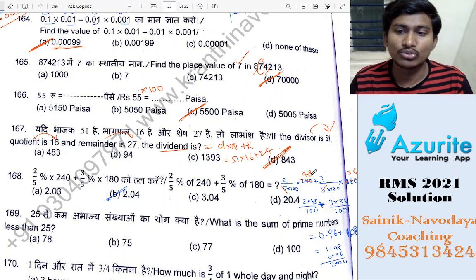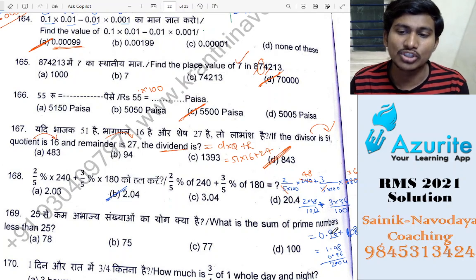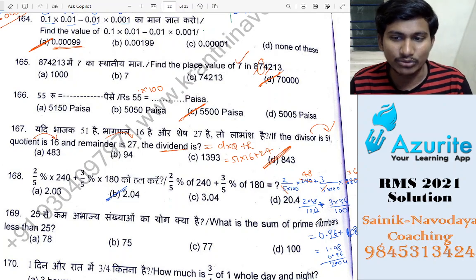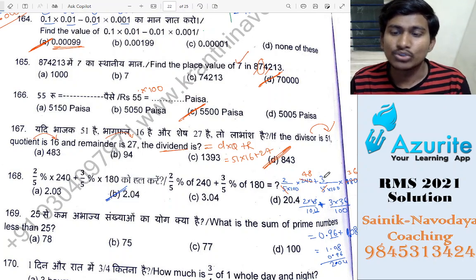So 2 into 48. 2 into 48 is how much? 96. So 2 zeros are there, so I have taken 2 zeros as decimal point. So 96 will become 0.96. Divided by 100 is there. Next, plus is there. So you do the second part now.